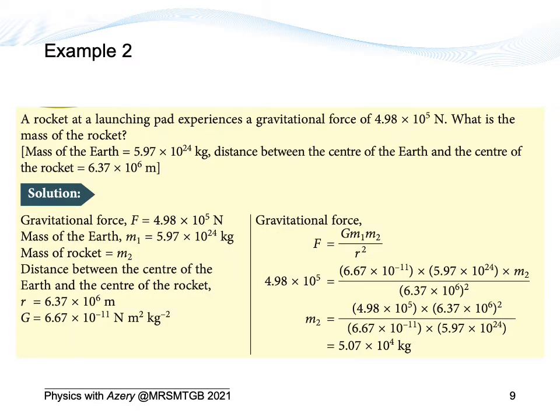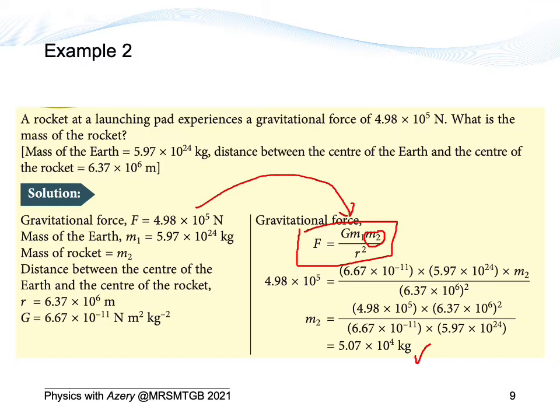Okay, so you already know the gravitational force, you already know the mass of the Earth, and what you're trying to find here is the mass of the rocket. So back to the original formula here, you substitute everything in here except m2, because you're trying to find m2. After you substitute, you can rearrange to calculate the value for m2.